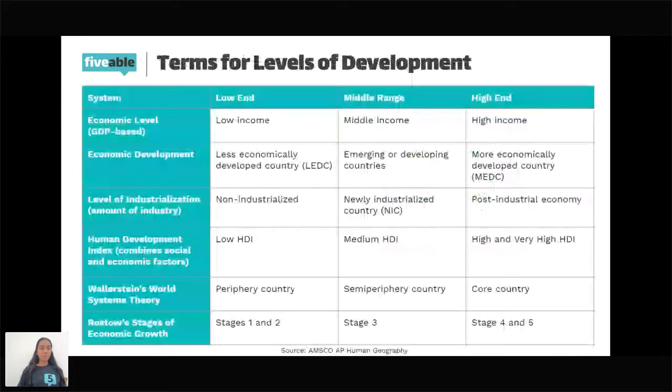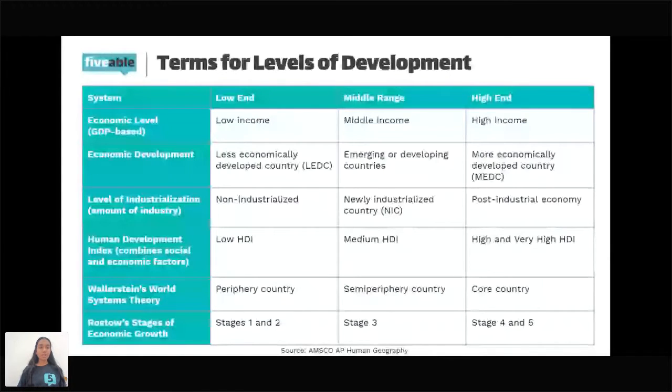This table is from the AMSCO Human Geography textbook. I found it really useful as a summary of everything, all the levels of development that we talked about. So I'll just go through it real quick. For economic level, based on the GDP, the low end of development would be low income, middle income, and then high income. The economic development would be described, from low to high, as a less economically developed country, or an LEDC. Second would be emerging or developing countries, and then the high end would be more economically developed countries, or MEDC.